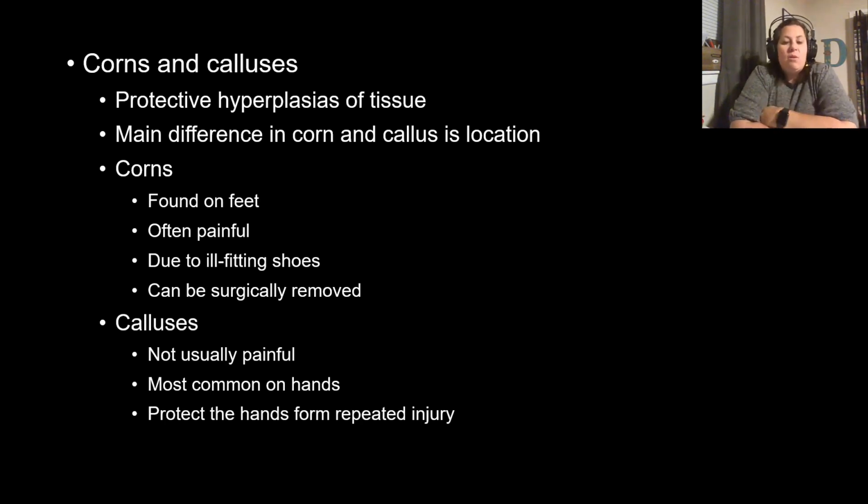We also see corns and calluses can happen. This is a protective hyperplasia of the tissue where the tissue grows thicker in the area to help protect against the pressure or the damage. The main difference between a corn and a callus is its location. So corns are found on your feet. They're often painful, occurring due to ill-fitting shoes. They can be surgically removed. Calluses, on the other hand, are not usually painful. They are most commonly going to take place on your hands, and they protect the hands from repeated injury occurring.